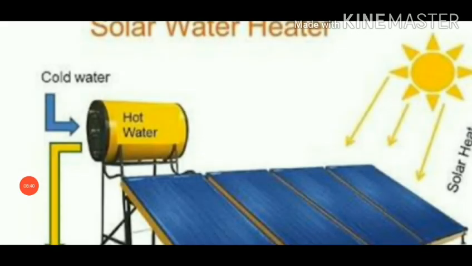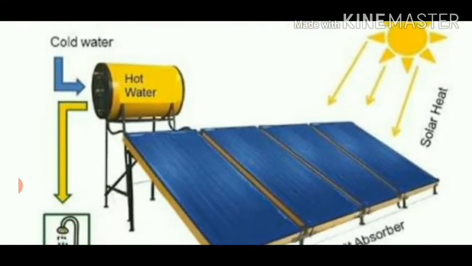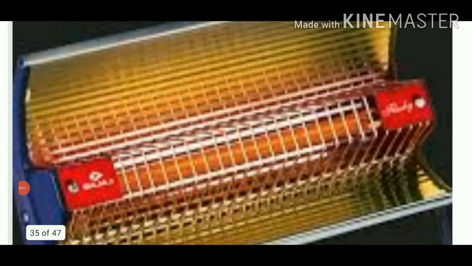Now let's discuss some practical applications of radiation in our life. You know that solar heaters and solar cookers absorb the infrared radiations of the sun to heat substances. And do you know why the surface of room heaters is silver and shiny? So that they can reflect most of the heat to the air.